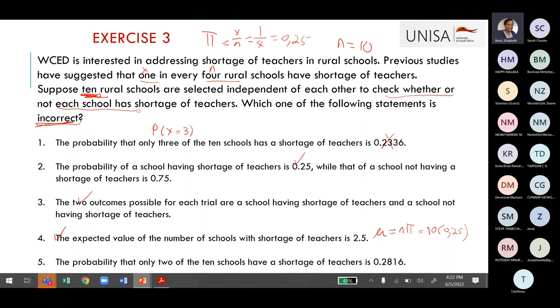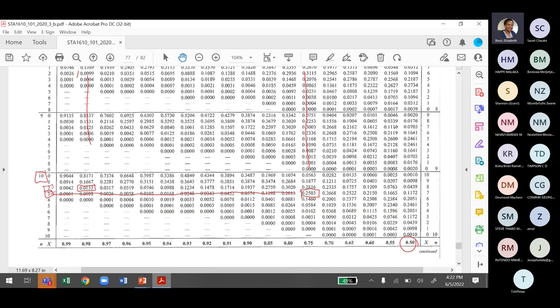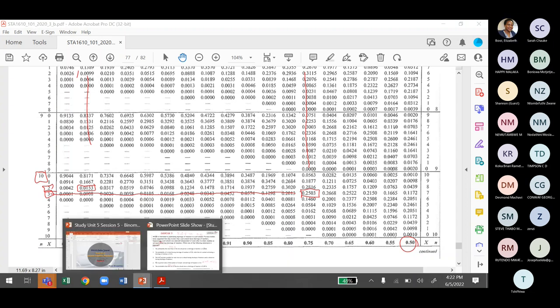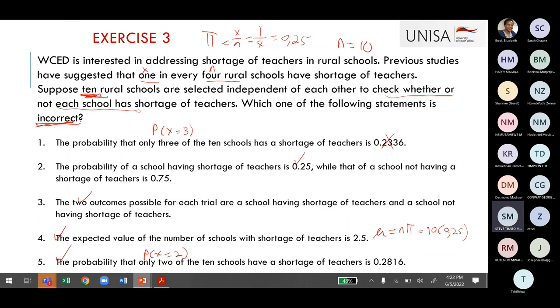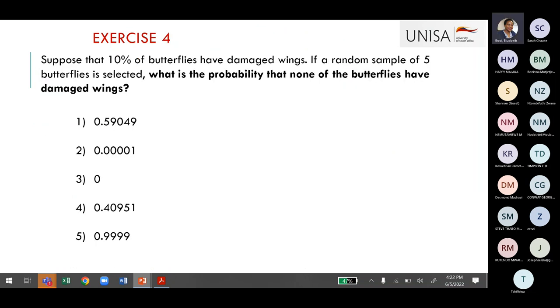The probability that only 2 out of 10 have a shortage. So here we're looking for the probability that X is equal to 2. Going back to our question, X equals 2 is just the value above the one that we just found, which is 0.2816, which is correct. And that's how you will answer the multiple choice questions, by just evaluating all of them, but we know that number one was the incorrect one. I'm not going to do this one for you. You can answer this. We have 8 minutes.